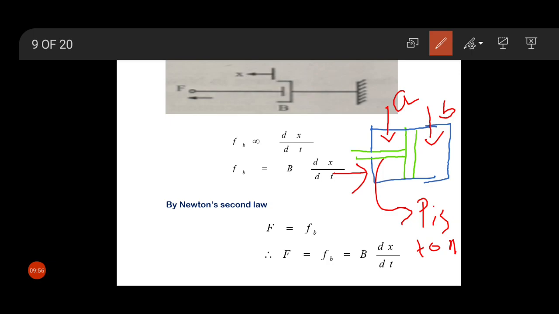Okay. So if necessary, a small hole can be drilled through the piston to provide a path for the flow of fluid instead of the annular passage. Okay, so this is the working of the dashpot.